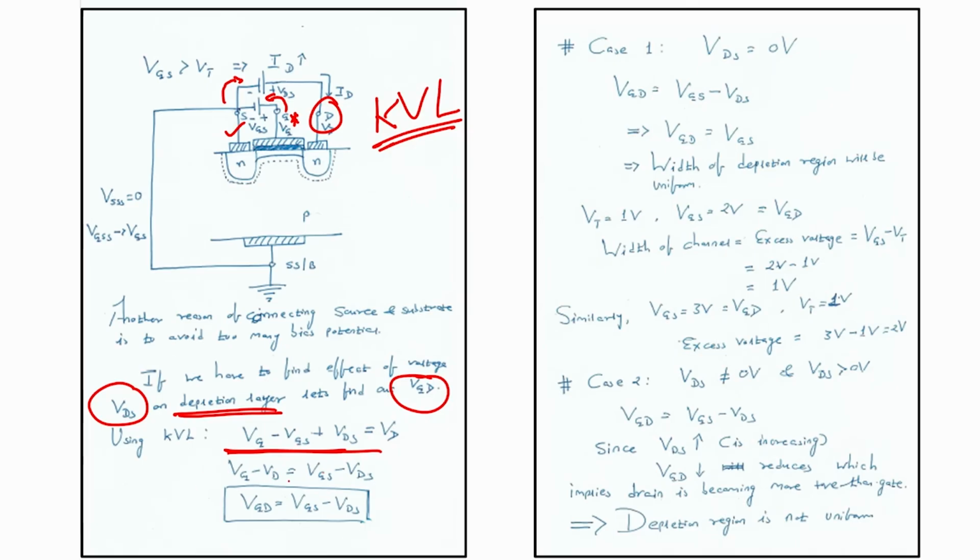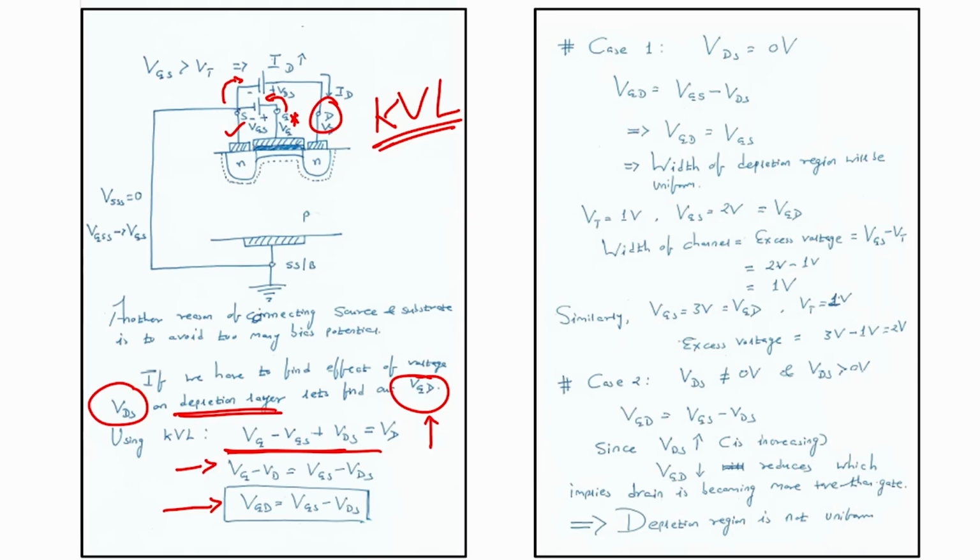If I rearrange the terms, we have Vg minus Vd equals Vgs minus Vds. What is Vg minus Vd? It is nothing but my Vgd, the voltage at the gate minus the voltage at the drain, which is the voltage across gate and drain. So the relation between Vgd and Vds is Vgd equals Vgs minus Vds.